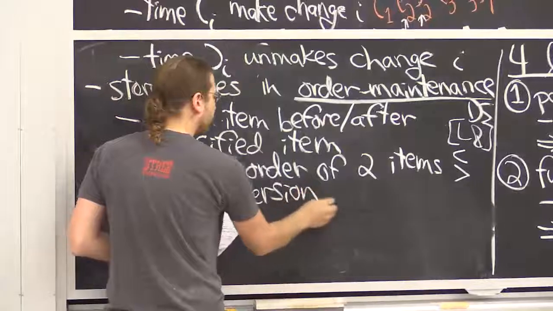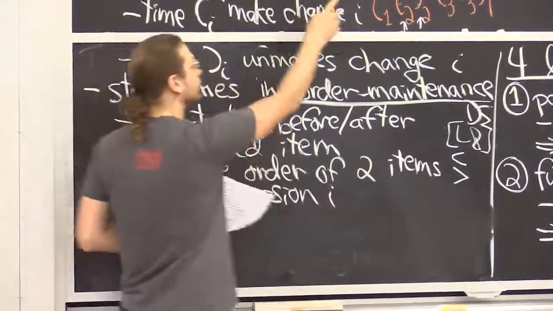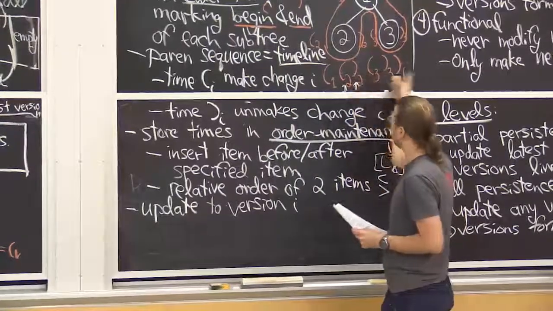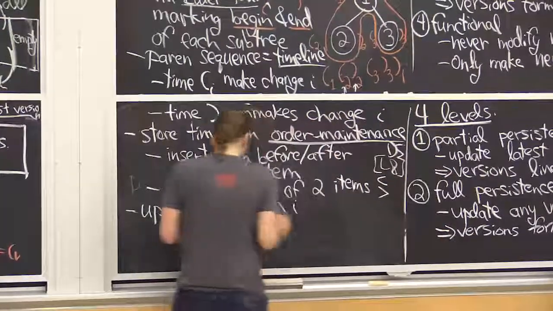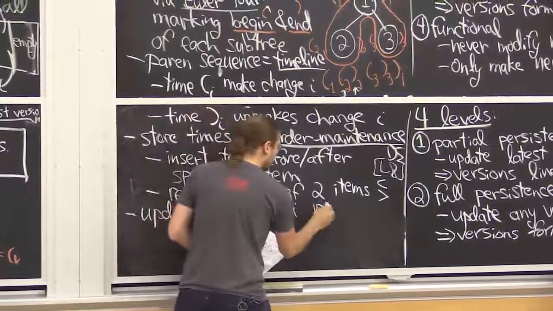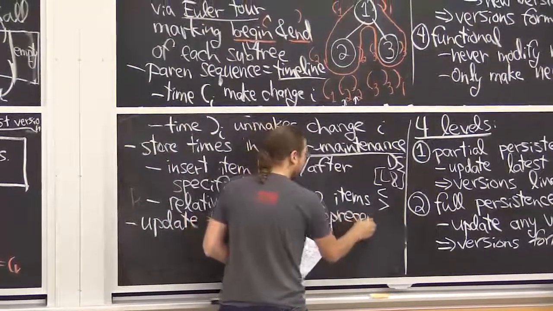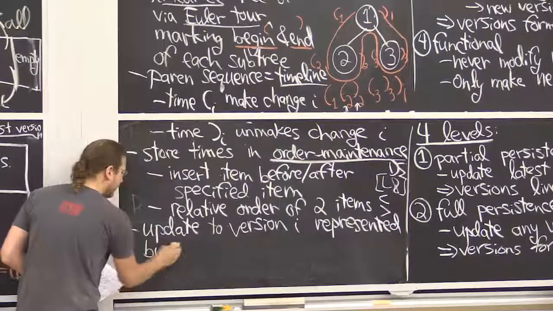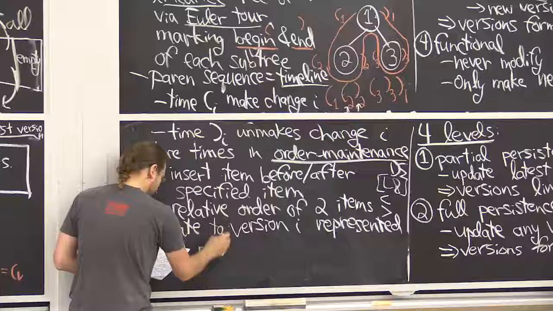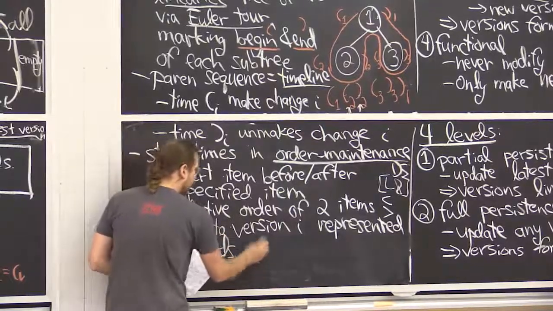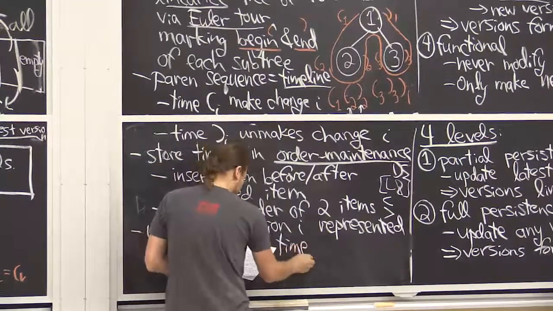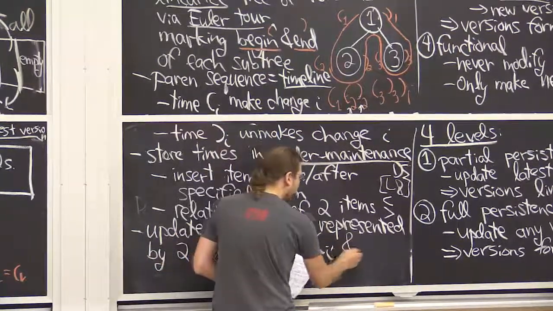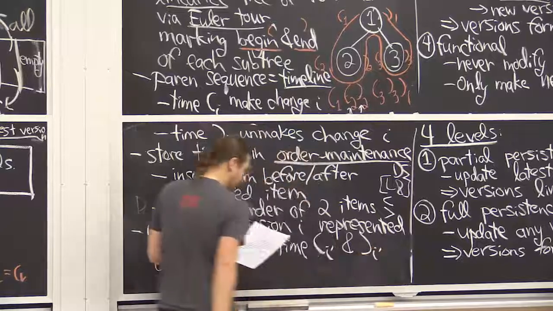the word version I'm going to use to refer to nodes in the version tree, and times I'm going to use to represent the parens, or the linearized time. So this is kind of repetitive, but whenever I want to do an update, I'm going to do 2 mods to the data structure. One at a new time, open paren i prime, I'll call it, and close paren i prime.